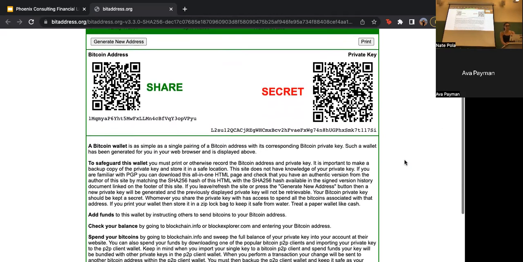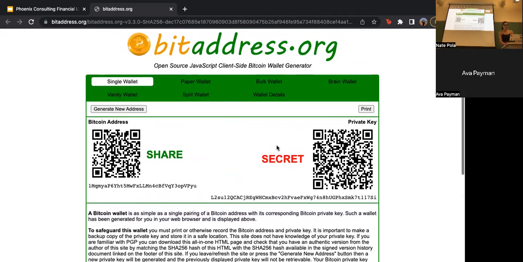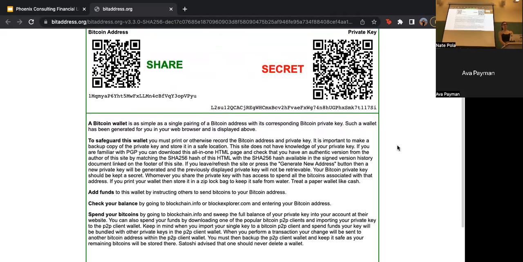This tells you a little bit about a Bitcoin wallet: it's as simple as a single pair of a Bitcoin address that corresponds to a Bitcoin private key. Such a wallet has been generated for you in your web browser and it's displayed. There are different types of wallets you can create on bitaddress.org, but this is just a basic example of how you can create a wallet. And so all of you now have wallets, if you so wish.